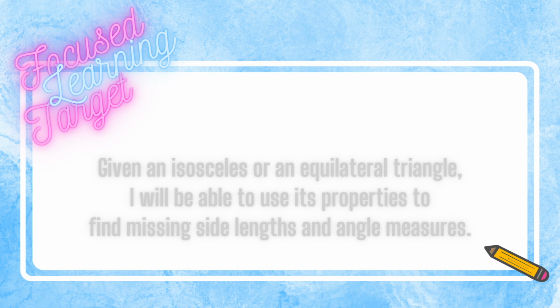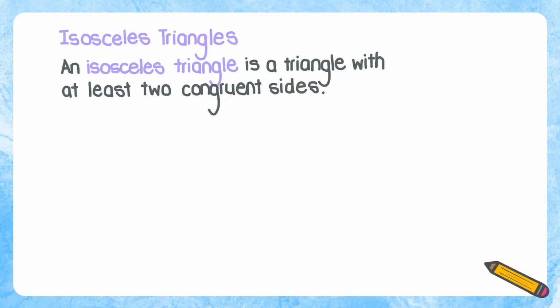Given an isosceles or an equilateral triangle, I will be able to use its properties to find missing side lengths and angle measures. So let's take a look at isosceles triangles first. An isosceles triangle is a triangle with at least two congruent sides.